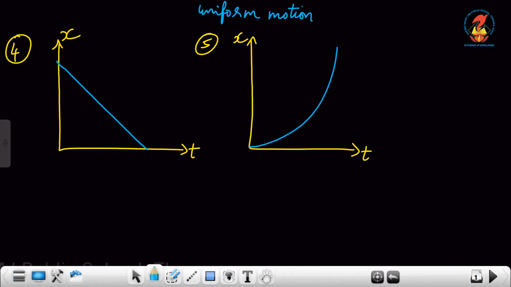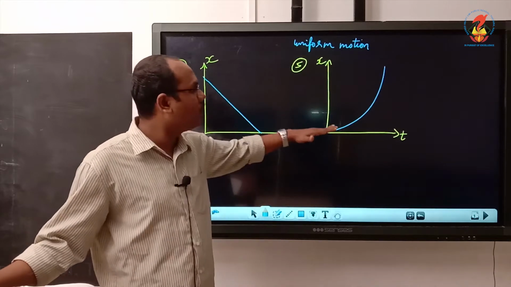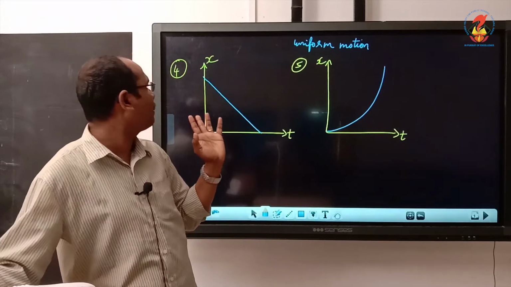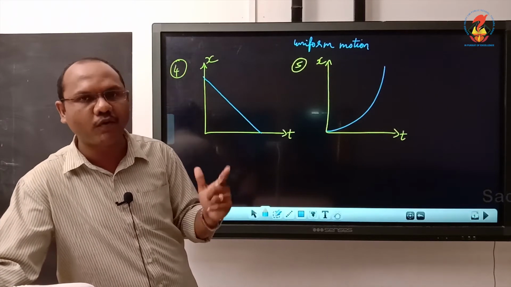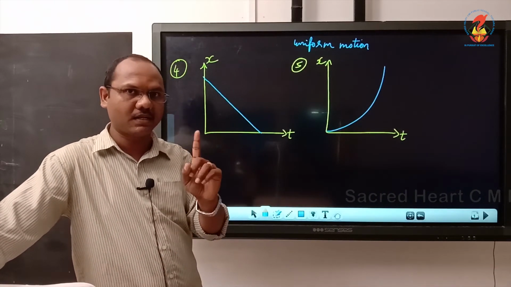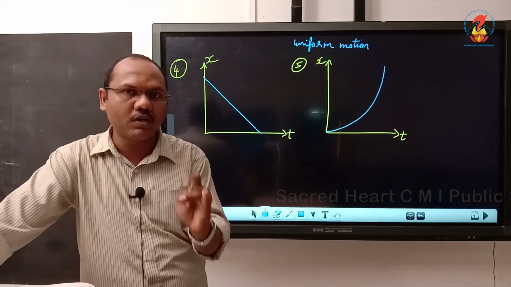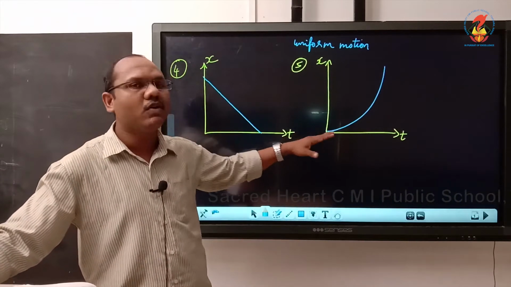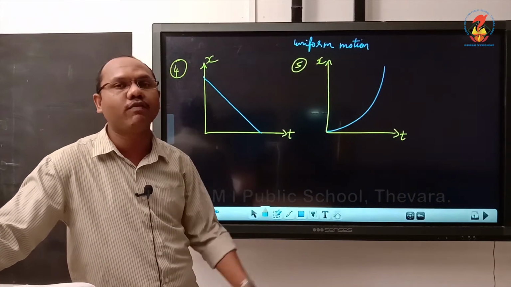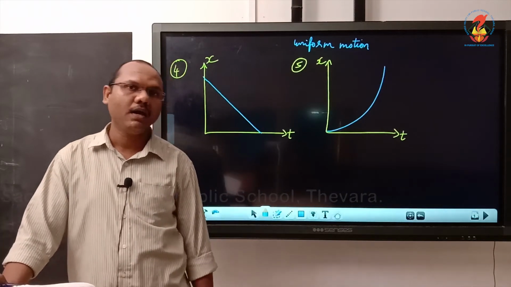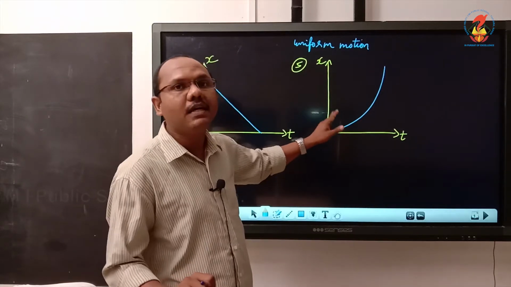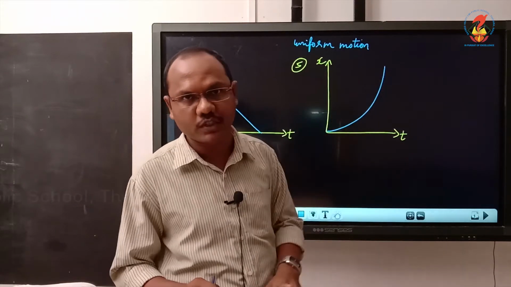What does this mean? Here you can see the slope of the graph is increasing. It's curved upward. In the previous graphs, that means graph number 2, 3 and 4, the slope is constant. Okay, you can write there: in graphs 2, 3 and 4, slope is constant. But here you can see slope is increasing. So this is the graph for uniform acceleration. This is the position time graph for uniform acceleration. And here also the body is moving away from the origin.